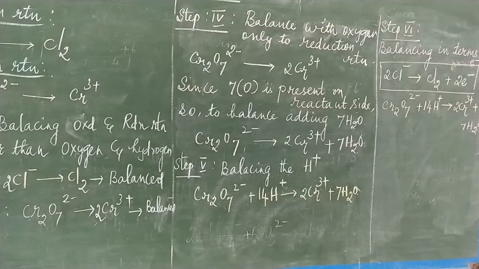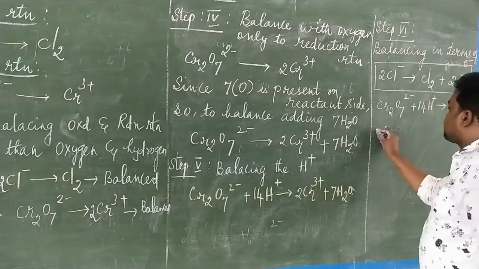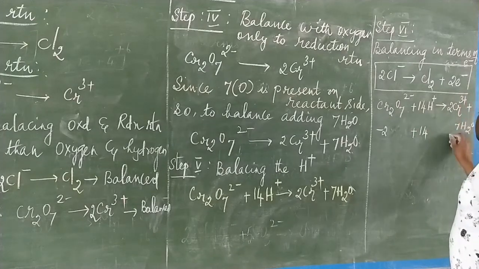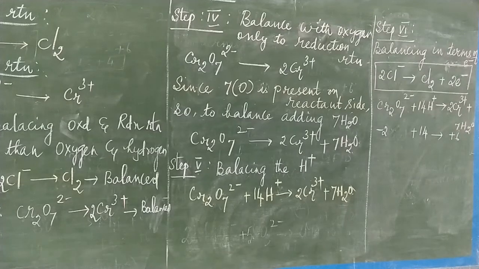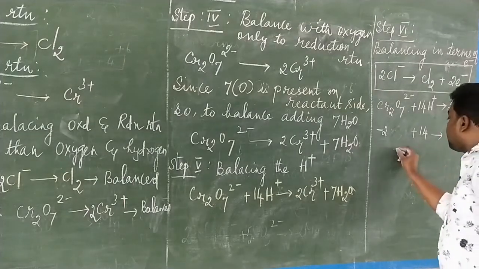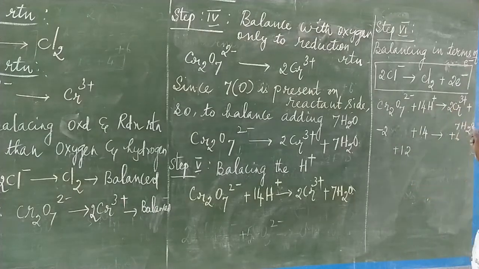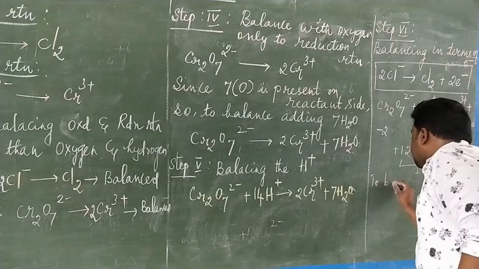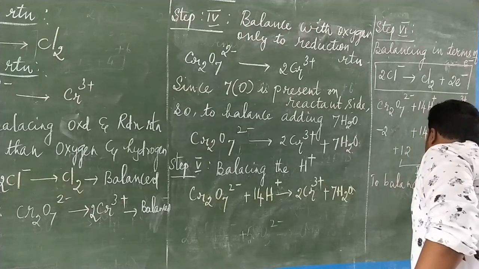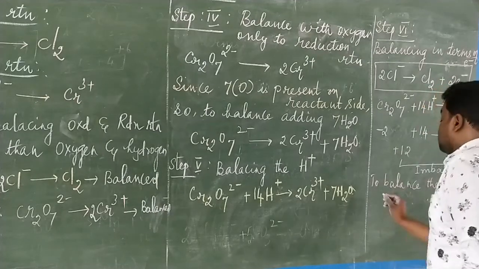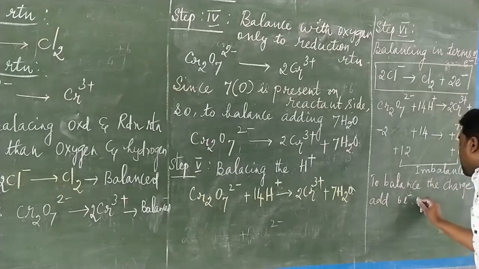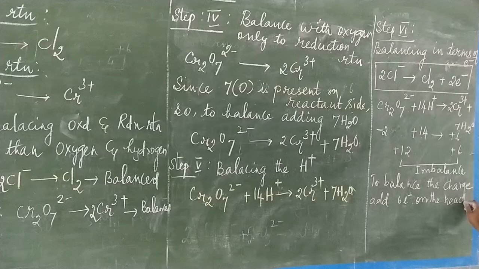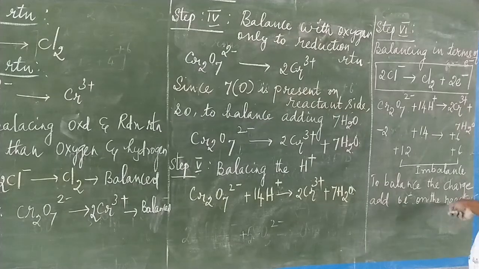The charges are calculated. Here Cr2O7 is 2-, so minus 2 is present. Here plus 14 is present. 2 3s are plus 6 on this side. Water is a charge-neutral molecule. So when you substitute, you get plus 12 here and plus 6 there, so again it is imbalanced. To balance the charge, add 6 electrons on the reactant side.